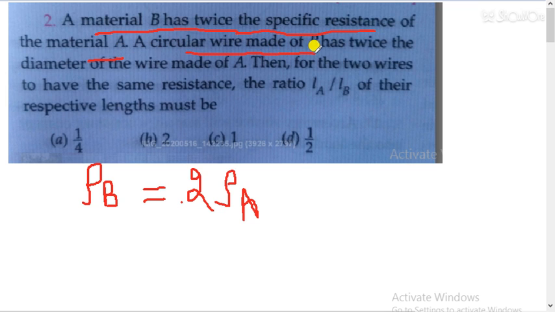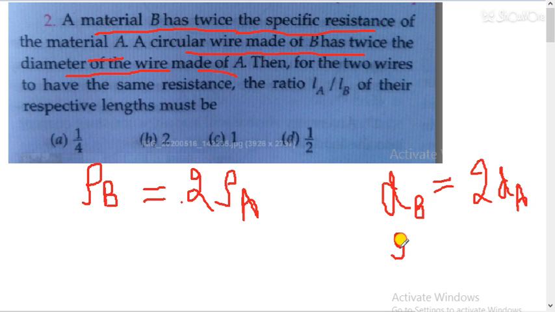A circular wire made of B has twice the diameter of the wire made of A. So that means, let me take the diameter first, the diameter of B is equal to twice the diameter of A. I can write diameter as 2R on both sides, the 2 will cancel out, so the radius of B is equal to 2 times the radius of A. So this is given up to this point, clear?